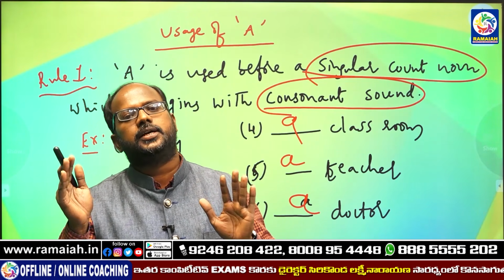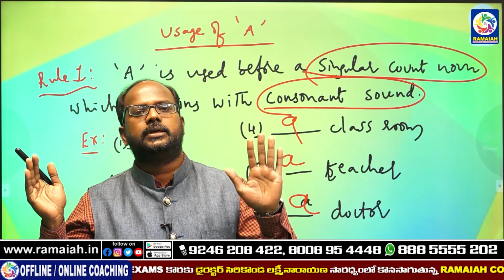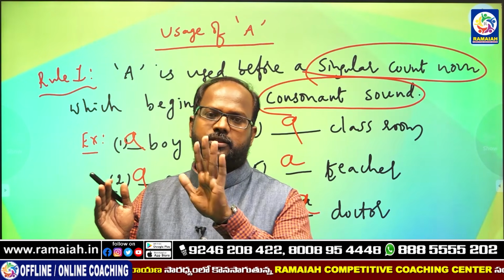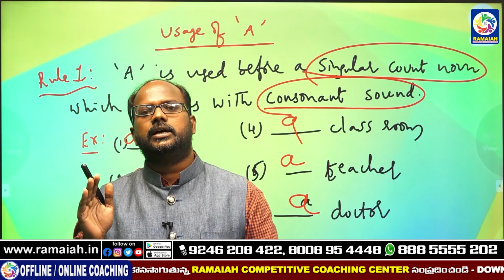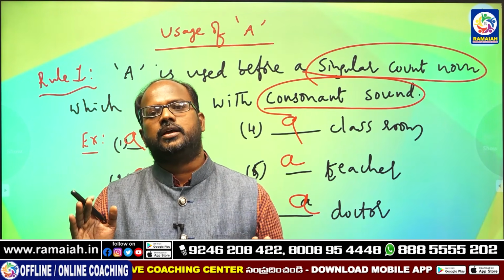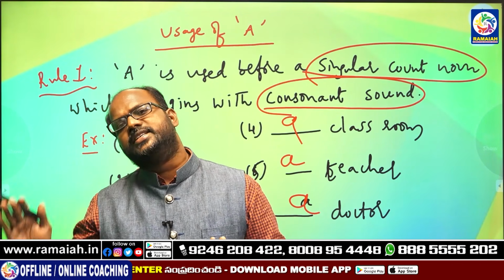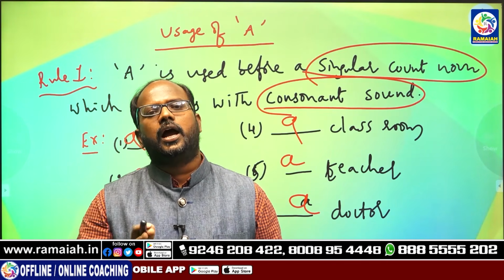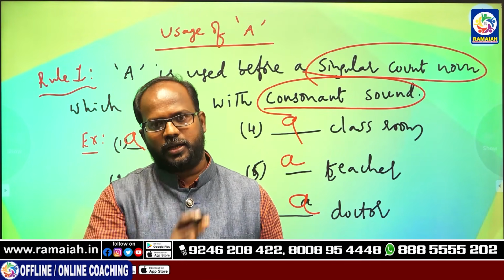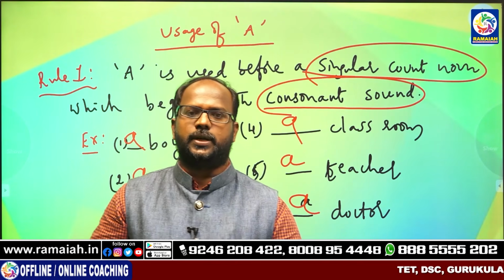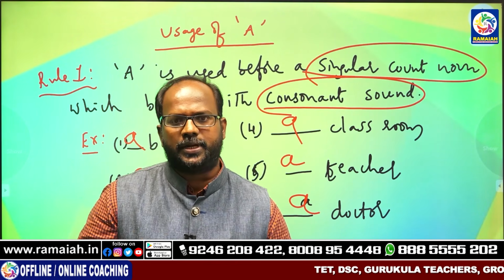P, T, K, B, D, G, F, V, T, D, L, R, S, Sh, Ch, J, J, Z, Ma, Na, Ing, Ya, Va, Ha. You can count the 24 consonant sounds I uttered. You can count my sounds. Yes, shall I repeat again?